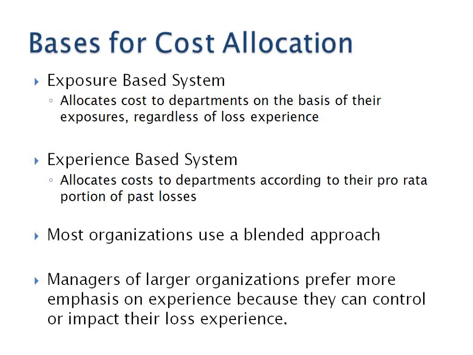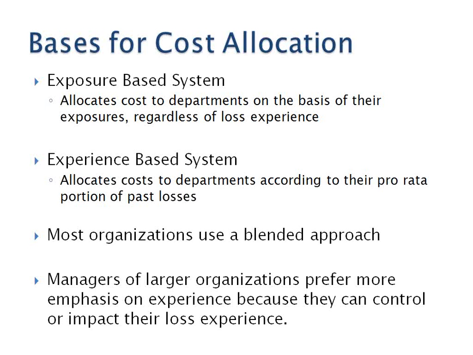Now, then there's also an experience-based system, where you allocate costs to departments according to the pro rata portion of past losses. In many ways, I think we've used the term experience modification factor, or XMOD. That's what an experience-based system is. It's essentially saying that this organization or department or campus's losses are higher, and so their rate is going to be, let's say, an experience mod of 1.2, which basically means that if average is 1, they're going to pay 20% more than what the average campus or average rate would be.